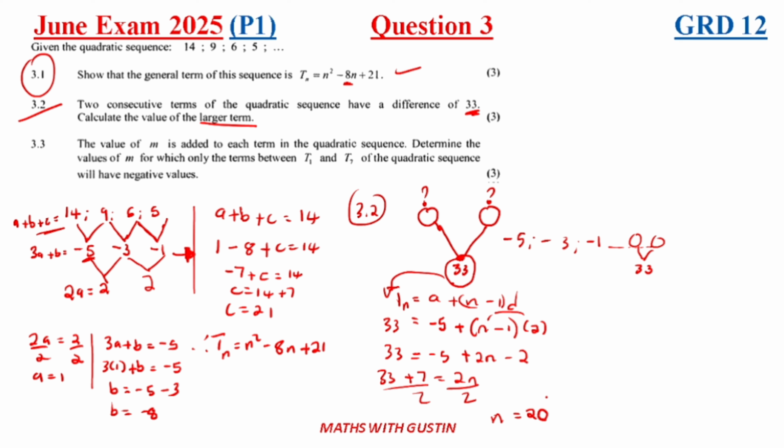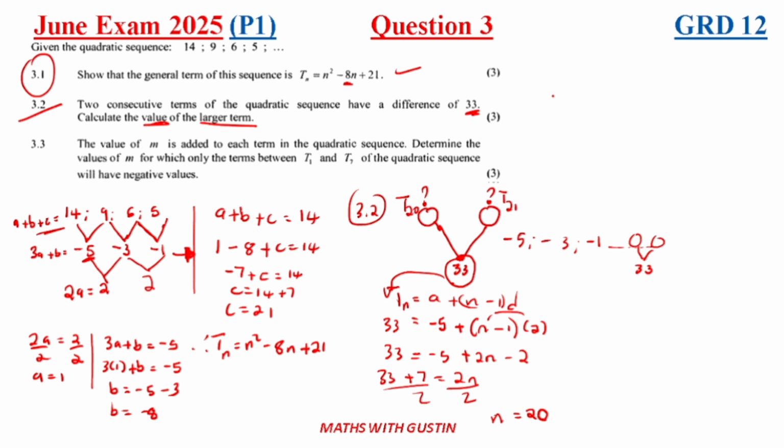Right, so n is equal to 20. So basically 20 gives you this term here. Now you must go and find what is term number 21, because the question said find the value of the larger term. We already know it's term 21, but we need the actual value.